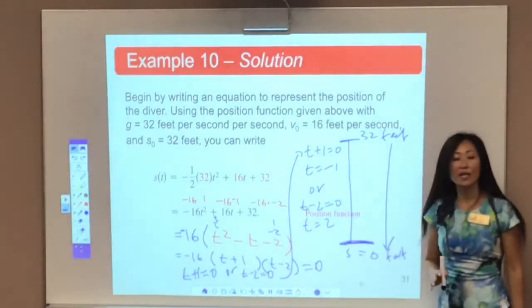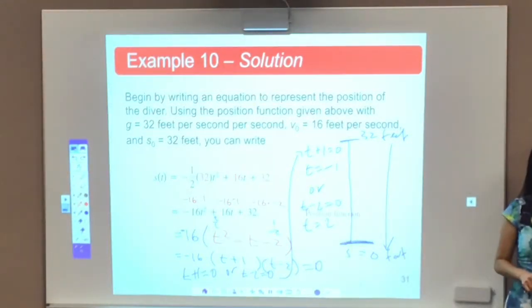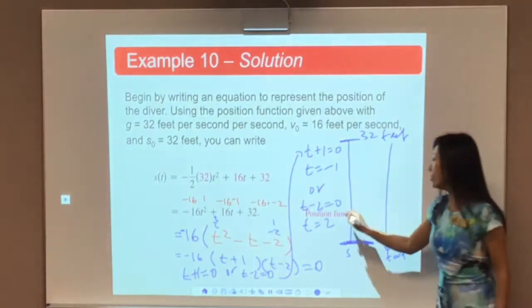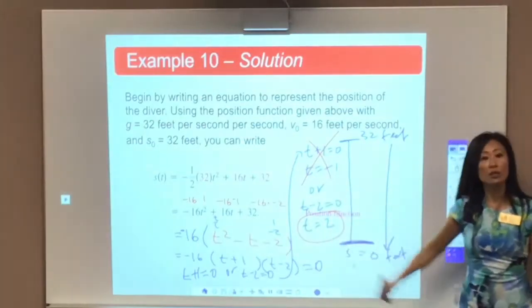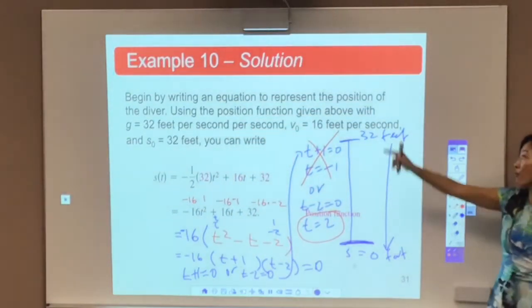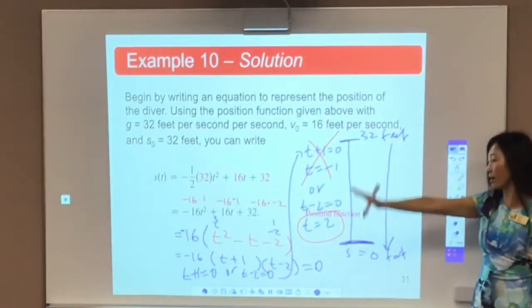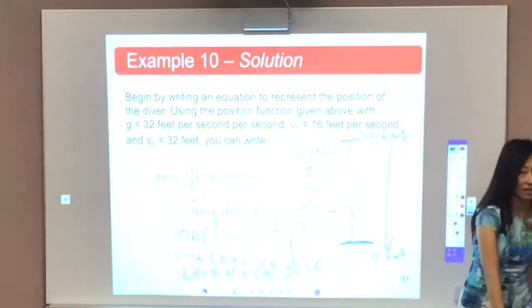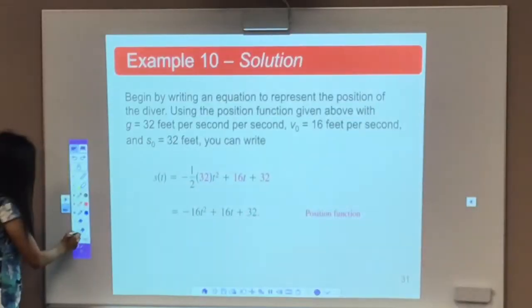So which one can I only use and why? Which one is my answer? 2. Only this. 2. So it takes only 2 seconds to come down from where? 32 feet to where? Ground. So the diver, it takes him what? 2 seconds to come down over here.